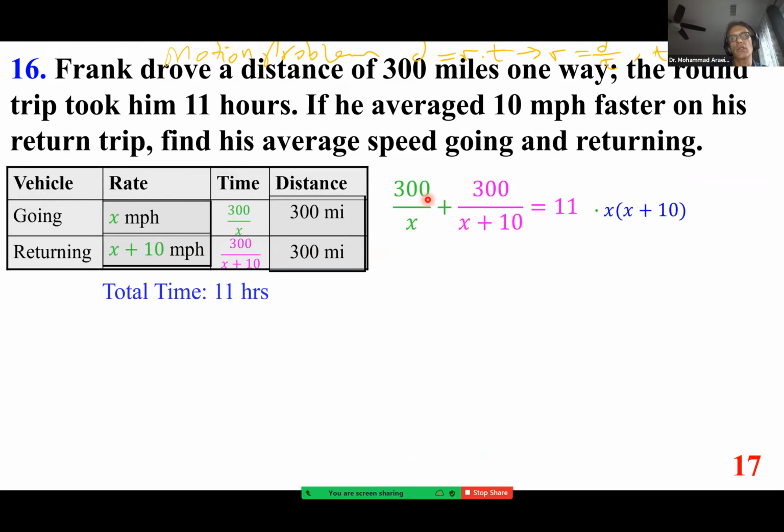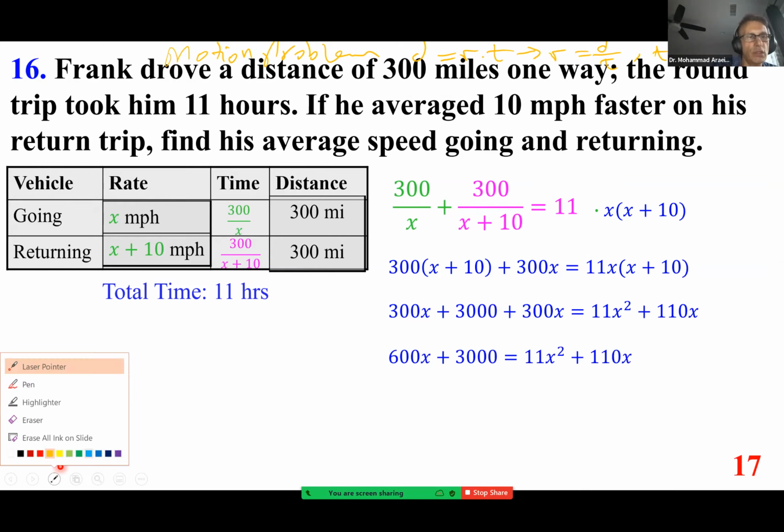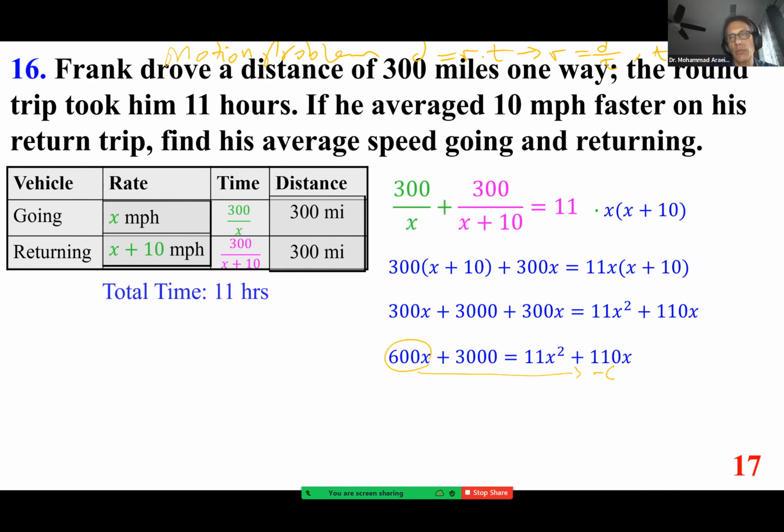So this gives you 300 times X plus 10 plus 300 times X, and the right side, you just write it. This is 300X plus 3000 plus 300X. This is 11X squared plus 110X. These two, they add up to 600X. We are going to move everything to one side, which means this goes this way, becomes minus 600X, and this becomes minus 3000, and there you have it.